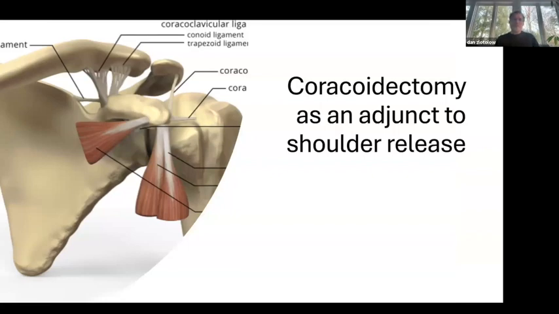So one of the things that we've started doing to try to prevent this abduction contracture, which does limit your abduction gains, but it maintains a lower risk of loss of midline, is coracoidectomy as an adjunct to shoulder release, with or without tendon transfers. And the other thing we've been doing is we've really reevaluated whether or not you really need tendon transfers. And I'll show you in this case.